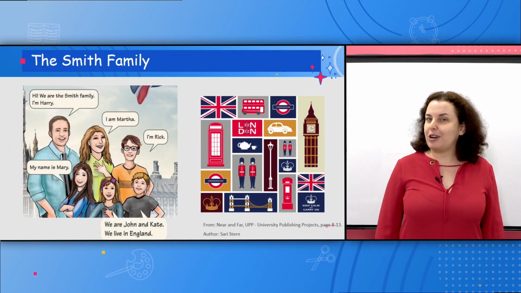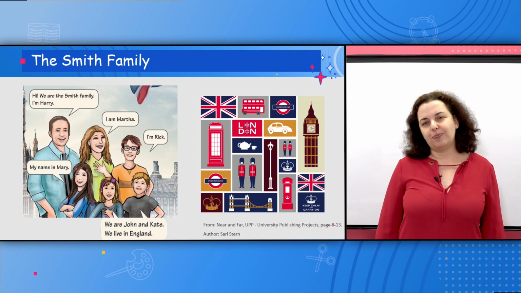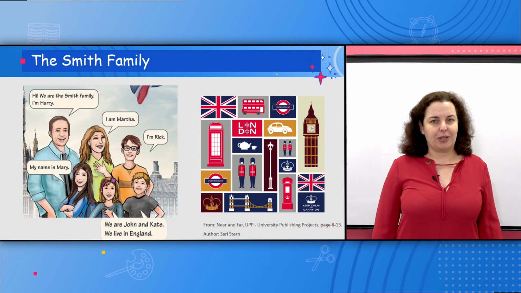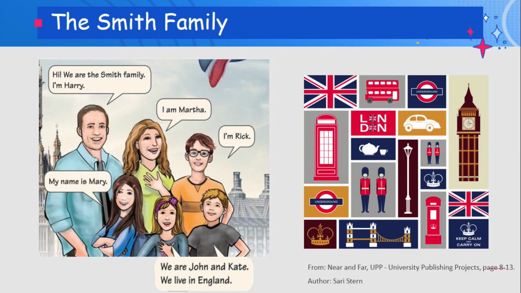Today we will meet a very special family. This family is the Smith family. Let's look at the Smith family. What does the father say? Hi, we are the Smith family. I'm Harry. So the father is Harry. Next to him is Martha, and she says, hi, I am Martha. Next, between Harry and Martha, there is Mary, and she says, my name is Mary.